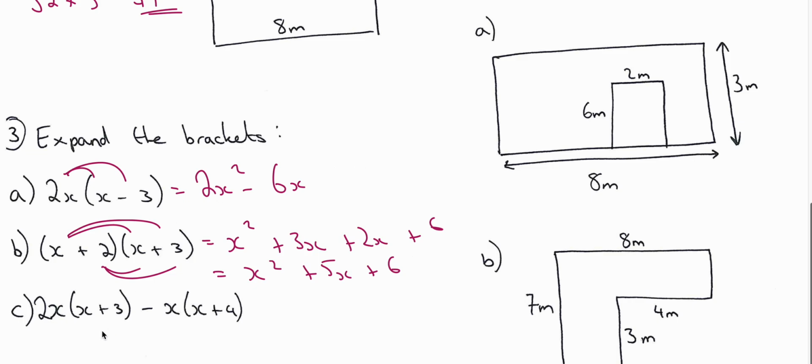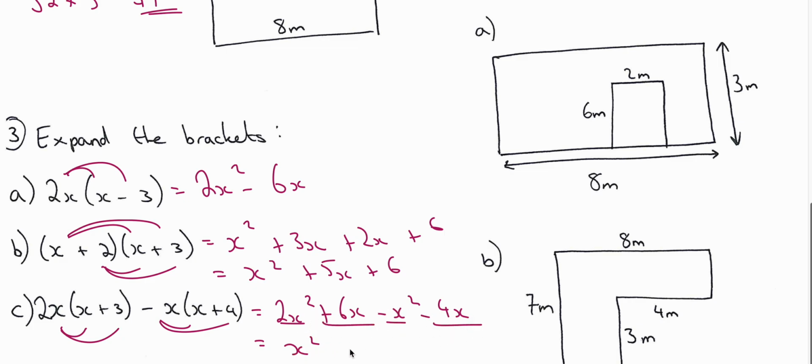The next one, we'll expand it and we'll get 2x squared plus 6x minus x squared minus 4x. So in the end, collect our like terms. We're going to get 1x squared, 6x take away 4x, so plus 2x. And there we go. So your final answer there is x squared plus 2x.